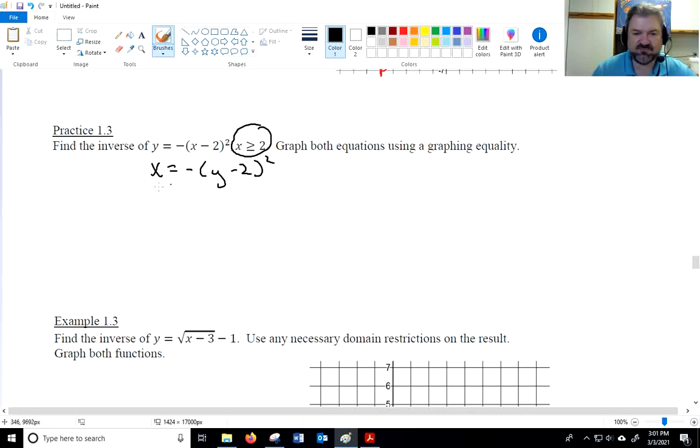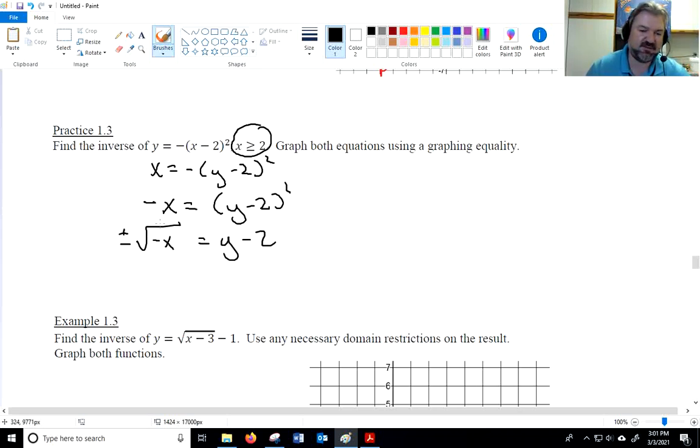Okay, I am going to divide by a negative. So I get negative x is equal to y minus 2 squared. I'll then take the square root of both sides, but I have to use plus or minus. Now, don't think you can't take the square root of negative x. I know we can't take the square root of negative numbers, or at least they're imaginary, but we're only dealing with real numbers. This is merely saying that our graph is going to have a domain that requires x to be negative. Because if you plug in a negative number for x, and then there's a negative times that, it becomes a positive number, which we can square root.